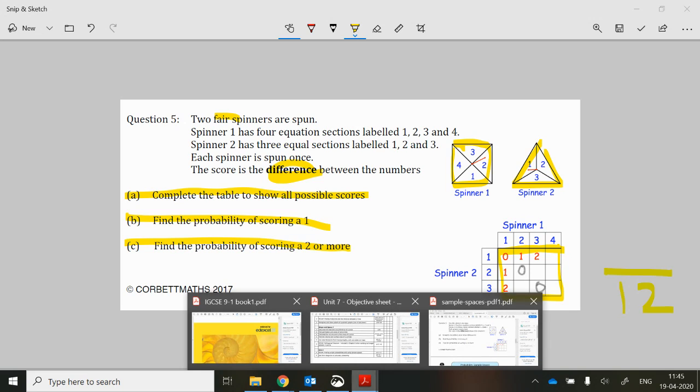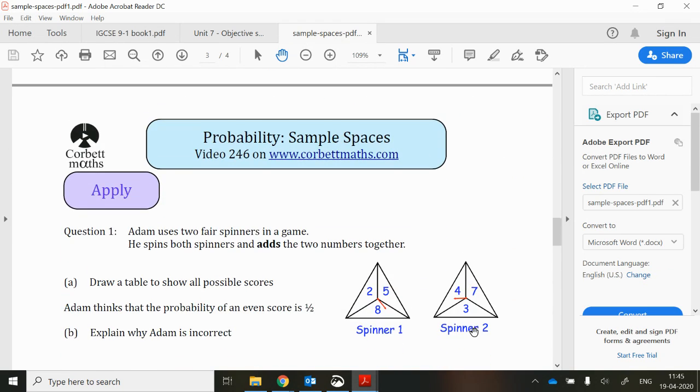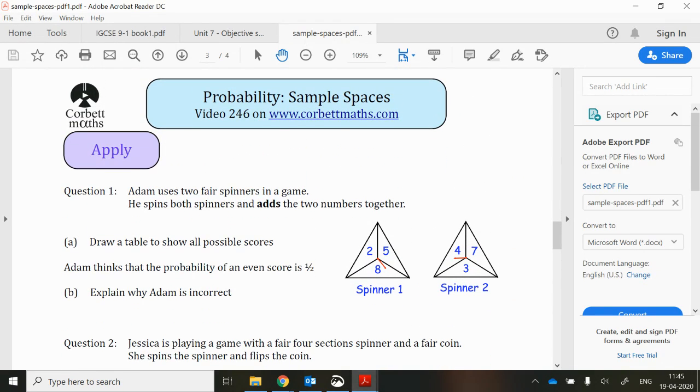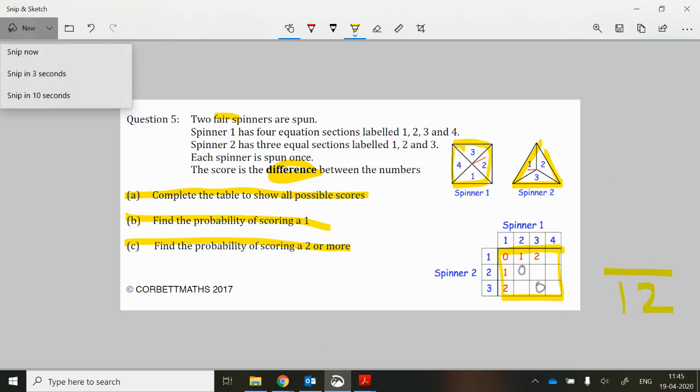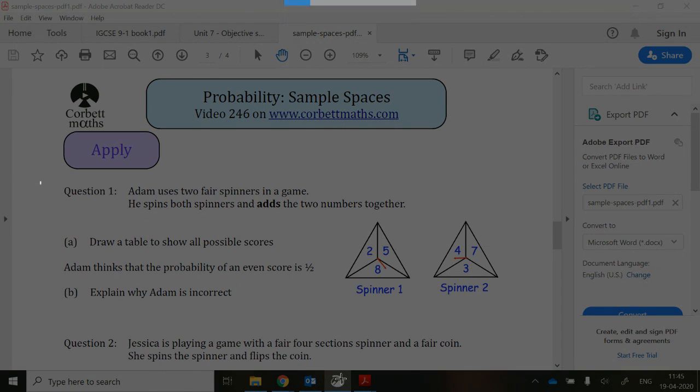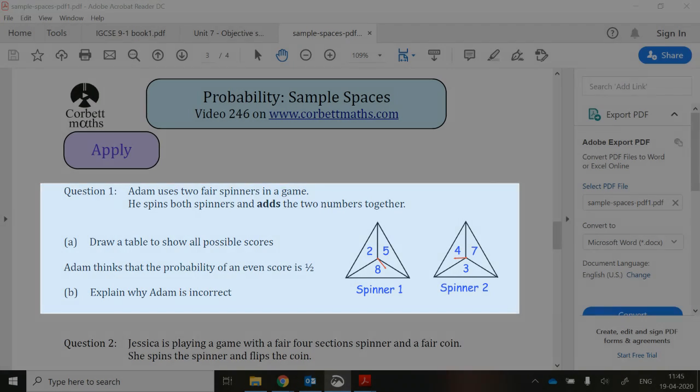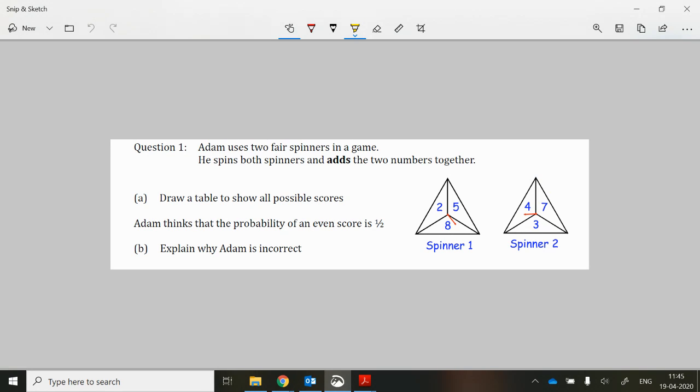Okay, well, let's look at one more question, because the next one asks you to do this yourself, so it becomes a bit more challenging. You might need to do this in your book now, rather than on the sheet. So for this one here, it says Adam uses 2 fair spinners in a game. He spins both spinners and adds the 2 numbers together. So we've got this one and we've got this one here. And so you can see the numbers are not labeled in order. So it says draw a table to show all possible scores.